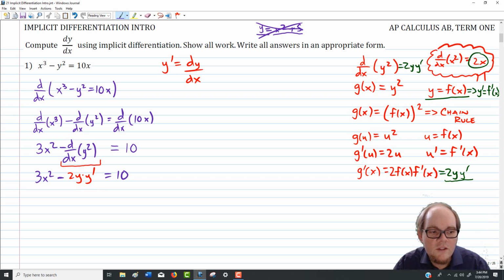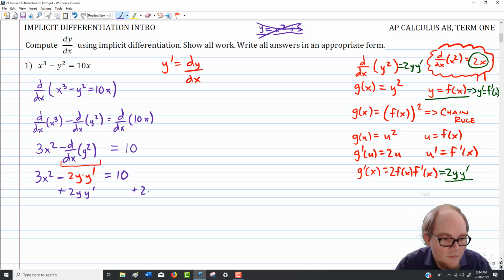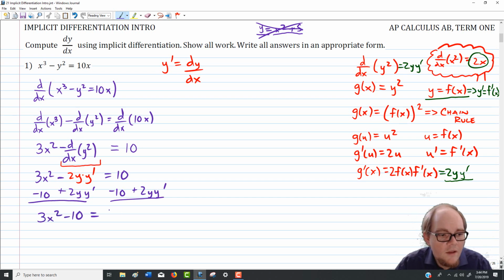Now from here, we need to get the 2yy prime by itself. There are 2 ways to do it every single time, depending on where you move it over. What I'm going to do might seem kind of clunky, but I want to get this over to the other side, and I also want to subtract 10. When I do, I end up with 3x squared minus 10 on the left. On the right, I just have 2y, y prime.